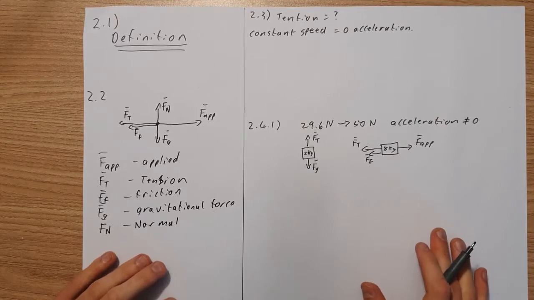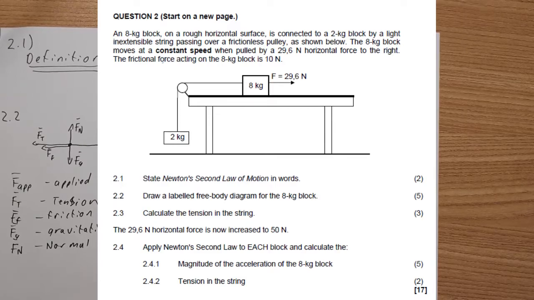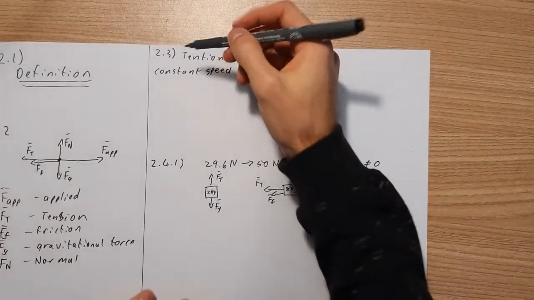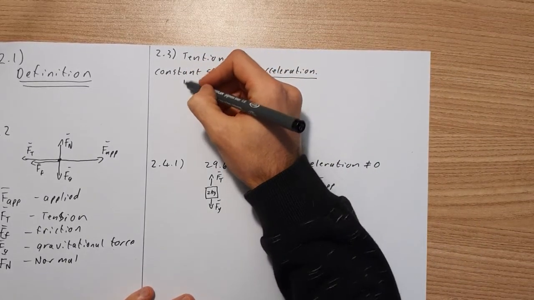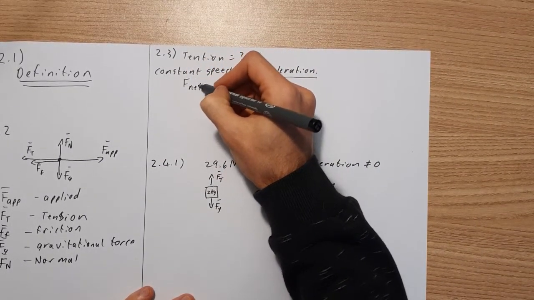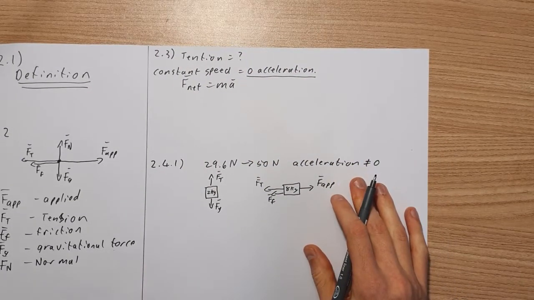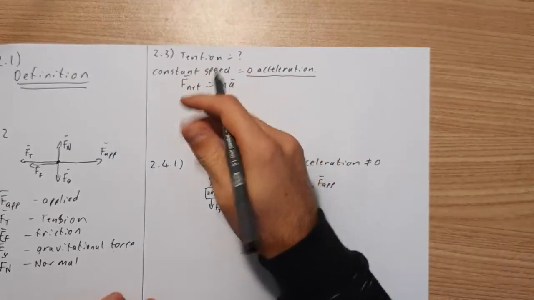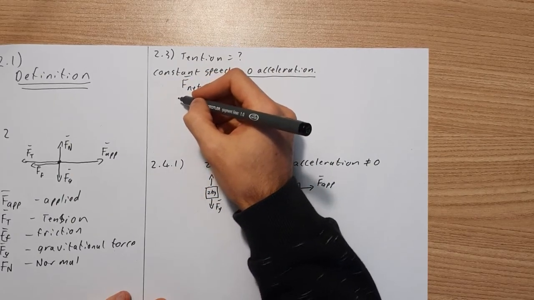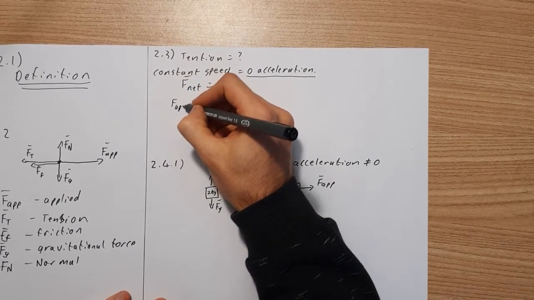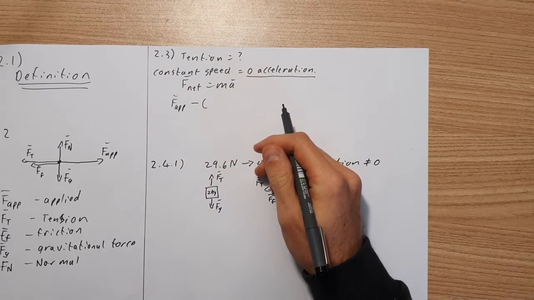Okay, now looking at 2.3, it says calculate the tension in the string. Just as I've stated over here, it says constant speed, therefore your acceleration is 0. So using Newton's second law, we have F net equals mass times acceleration. For this we're just going to be using the 8 kilogram block. So we're going to have force applied, which is acting to the right. So I'm going to take that as positive. So F applied. Now I'm going to minus the sum of all the forces acting to the left.